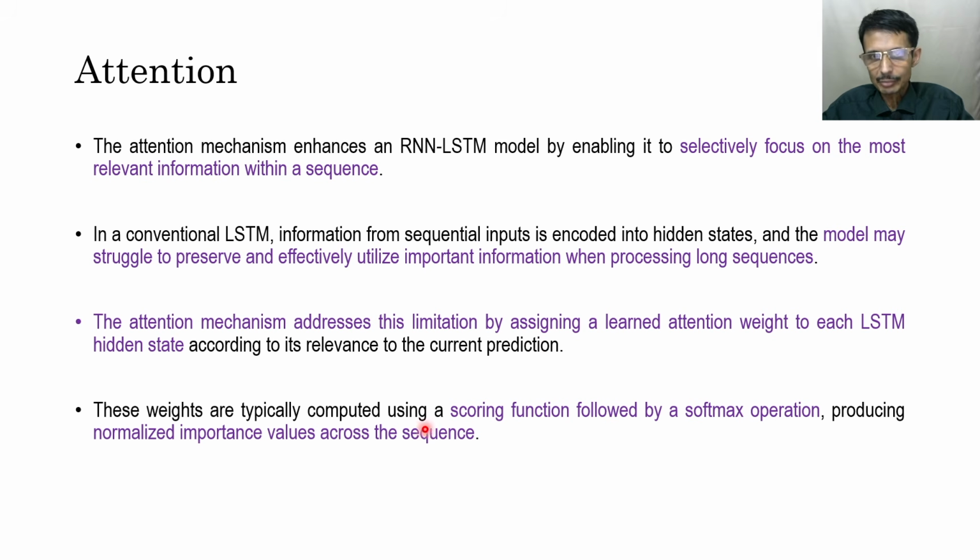These weights are typically computed using a scoring function followed by a softmax operation, producing normalized importance values across the sequence. So this is the attention mechanism which is employed in sequence to sequence models in place of simple context-based modeling.